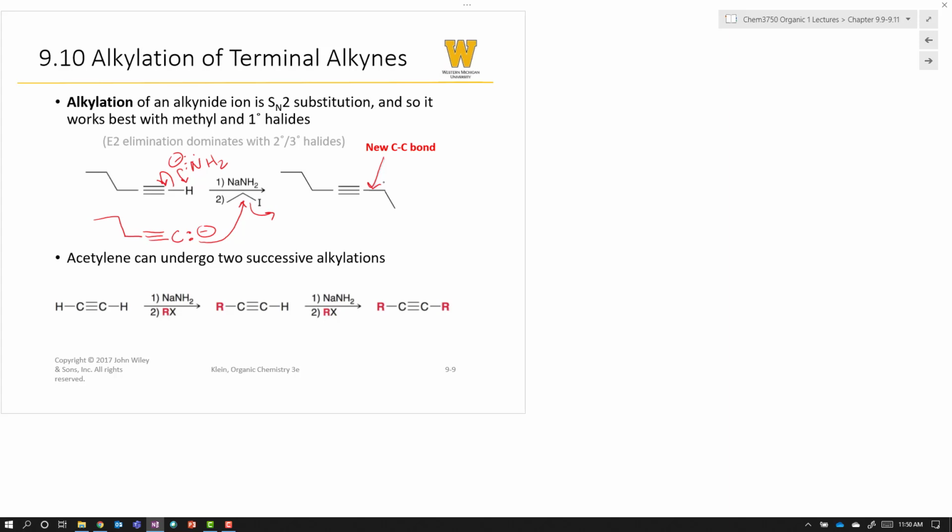So you can have two successive alkylations if you start with acetylene. So acetylene has no R groups on the carbon, it's just two hydrogens. So you have to do this successively. So first you add the sodium amide. This is going to take this proton here. And then you add in your alkylating agent, so the alkyl halide. And then you have to do it again in order to alkylate the other side. So you do have to do it in two separate steps to get that alkylated on both sides of that alkyne.